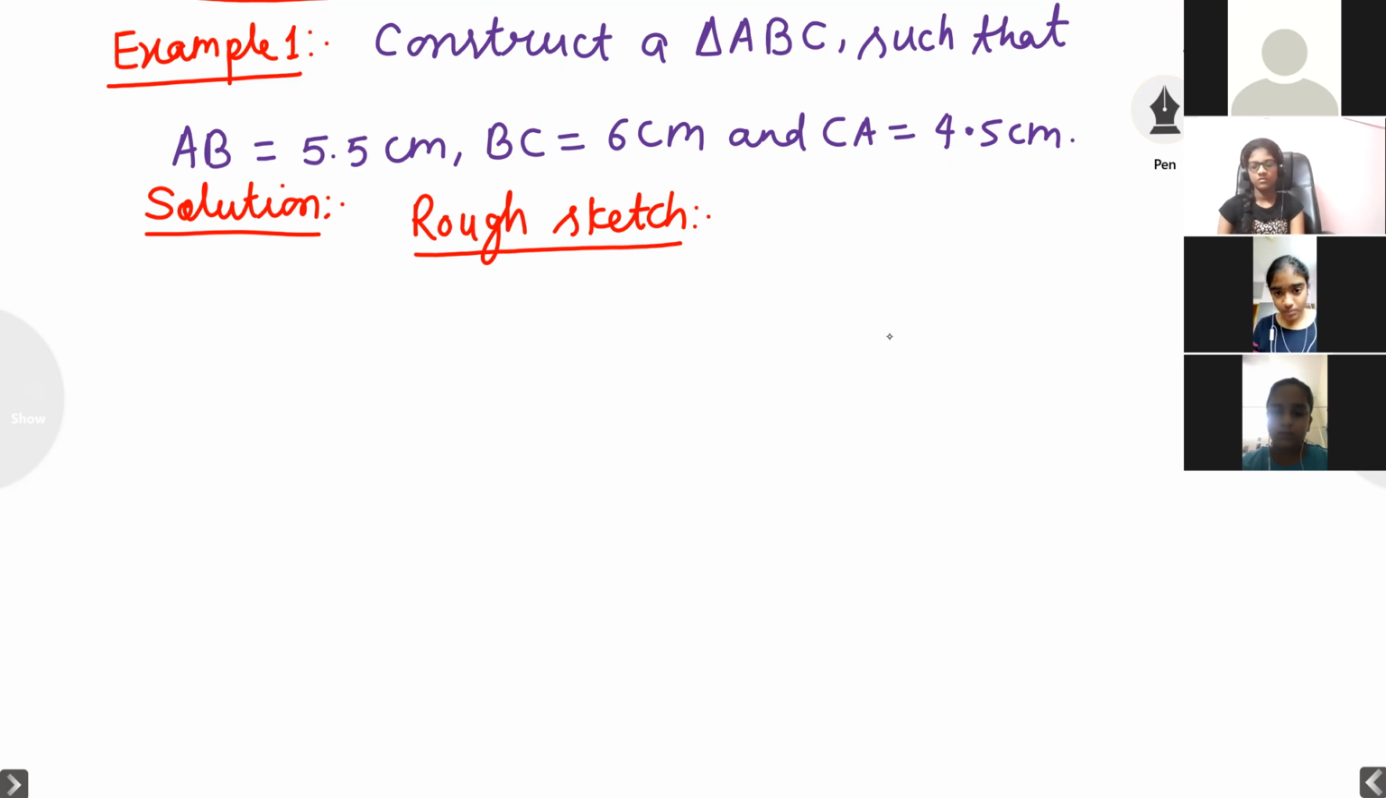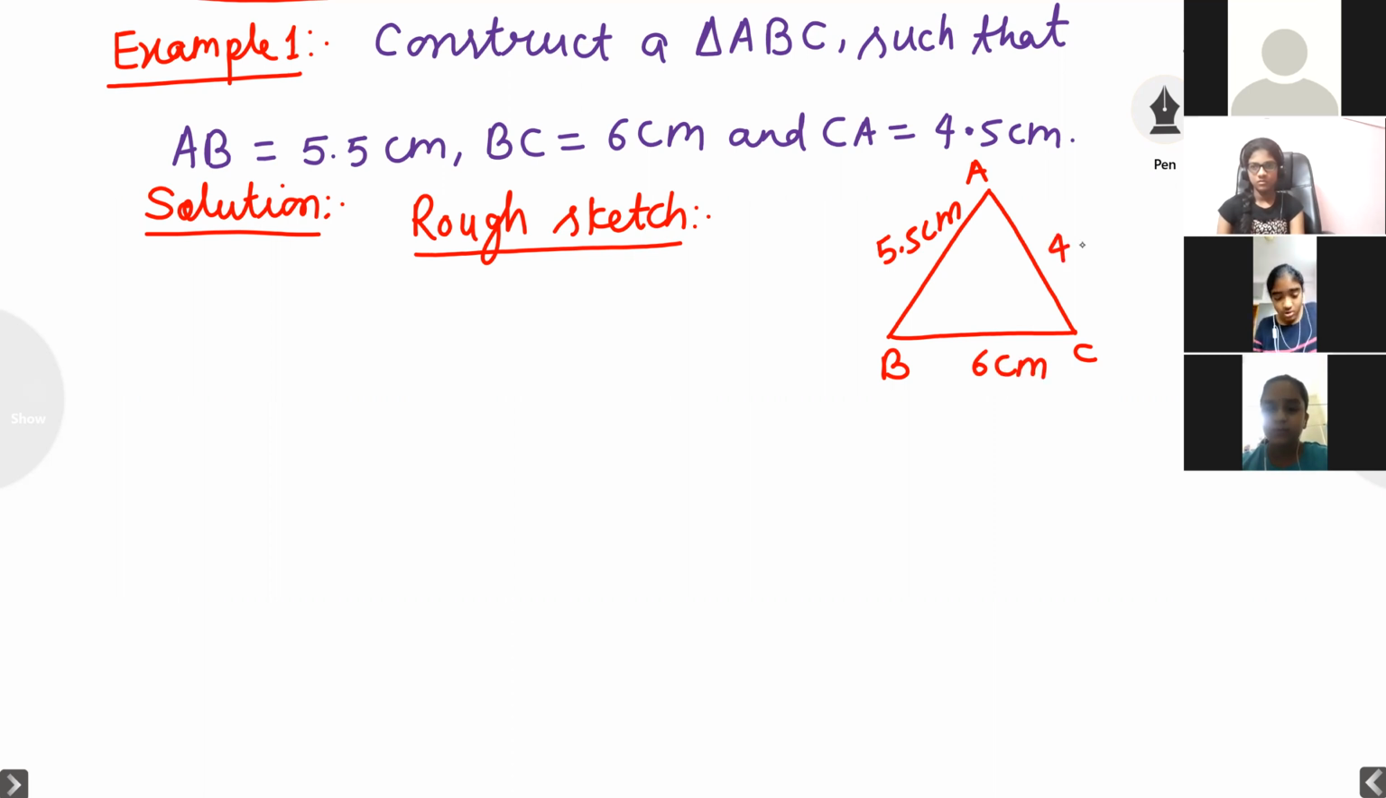Rough sketch means roughly I am drawing this figure, so I will get that idea. This is A, B, C. AB is equal to 5.5 centimeter, BC is equal to 6 centimeter, and CA is equal to 4.5 centimeter. This is the triangle we are going to construct.